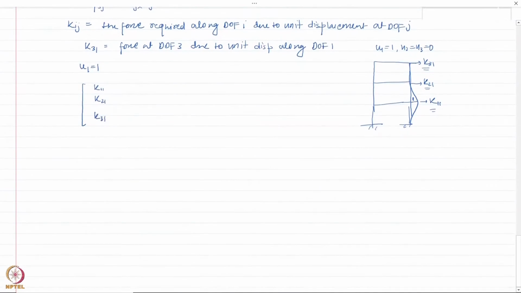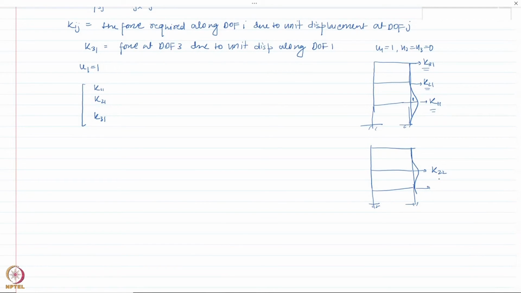Okay, similarly, if I do it like this, I apply unit displacement at node 2 and 0 everywhere else, so it would look something like this. Again, I have to apply a force, which is K22 here. Remember the second subscript of K.